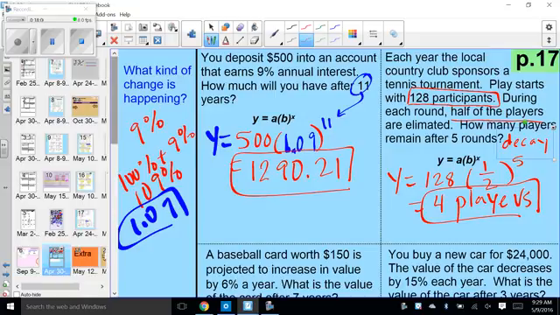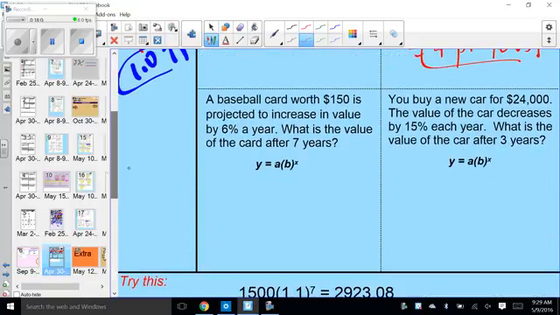All right, guys, hang in there. A couple left. A baseball card worth $150 is projected to increase in value by 6% a year. What is the value of the card after 7 years? So this is sounding like a growth, increasing in value. So we would say, what is our beginning amount? $150. Our year is 7. Now figuring out the growth, 6%.